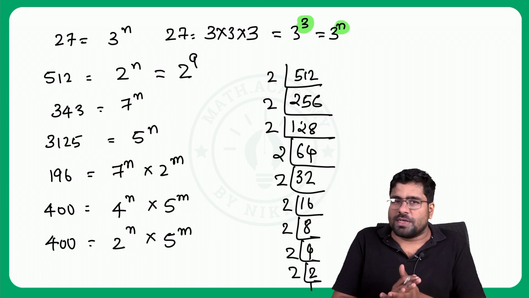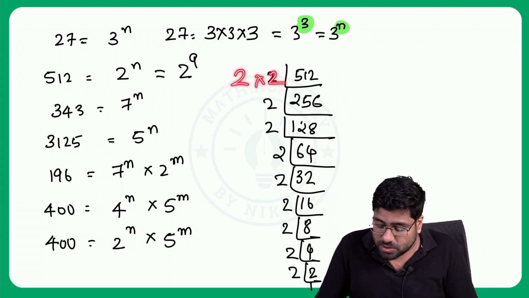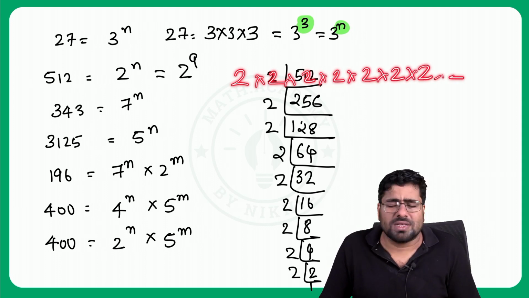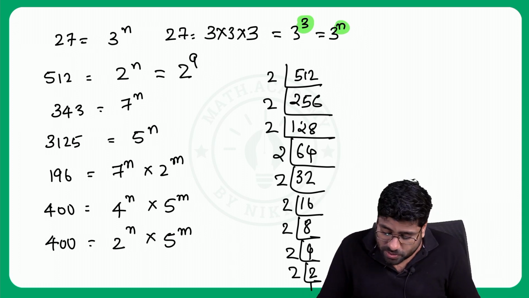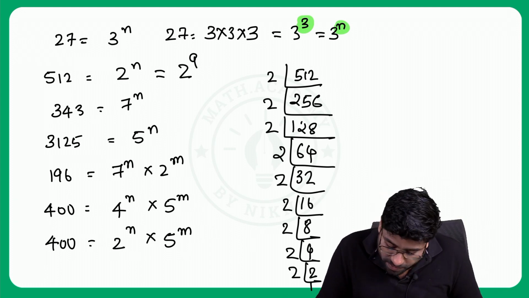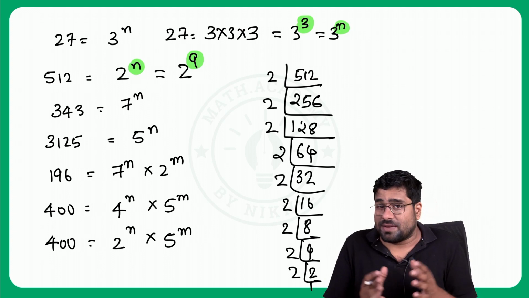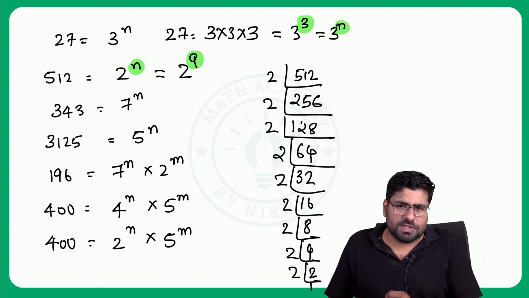Now I hope you understand the purpose of the exponent. Think of writing something like this: 2 into 2 into 2 into 2 into 2 into 2 into, oh my god, it's so lengthy. Even I don't feel like writing for you, right? Because it's actually a little bit confusing and difficult. So I chose to write it as 2 to the power of 9. And from comparison, you can see this value is n and this value is 9, which means that for the second question, your value of n is equal to 9. I hope the concept is very much clear to you.